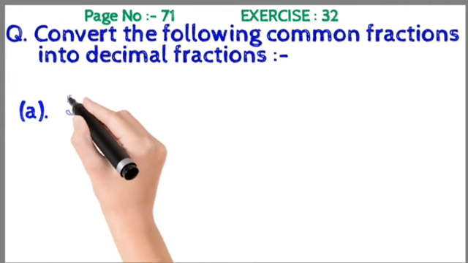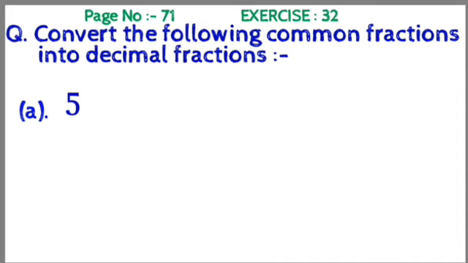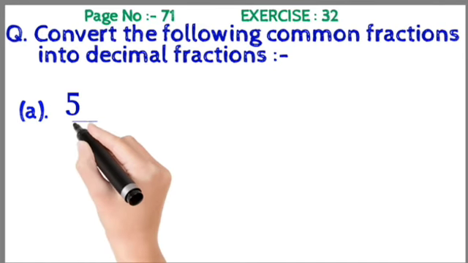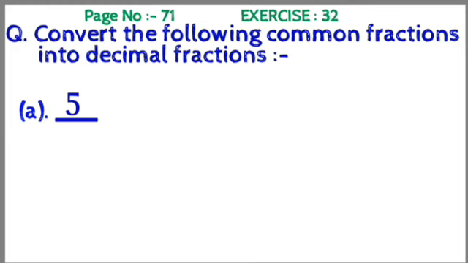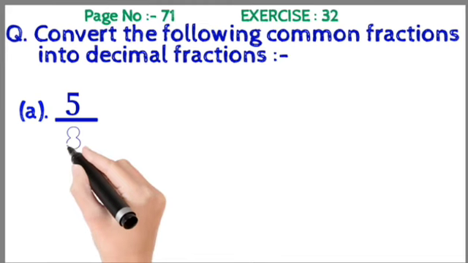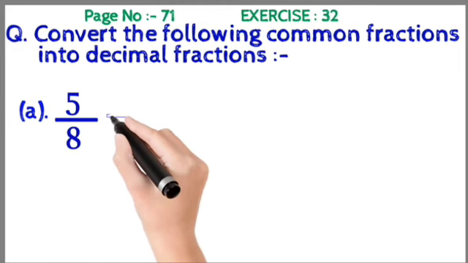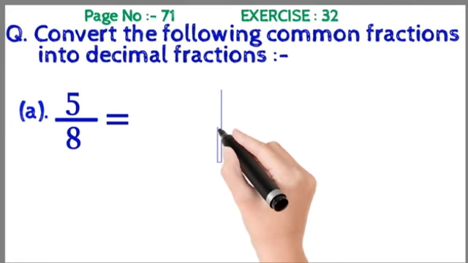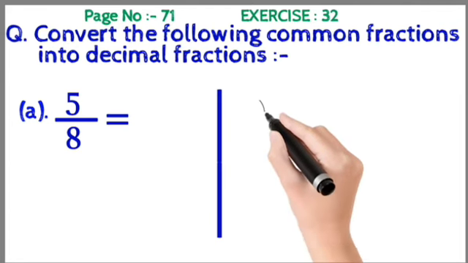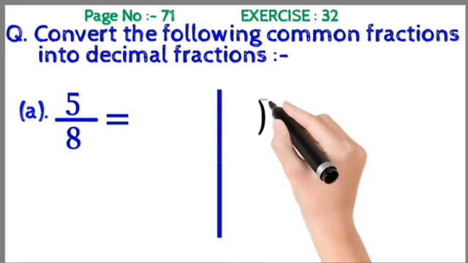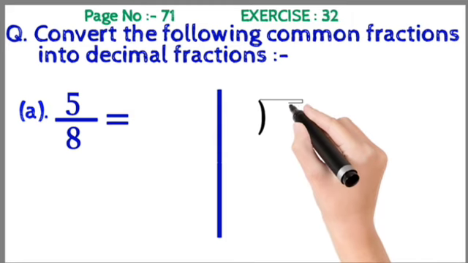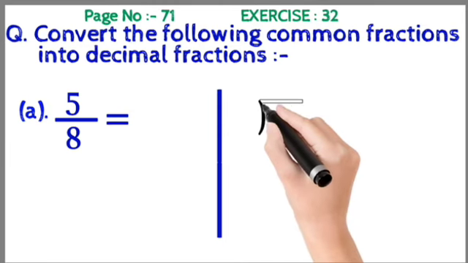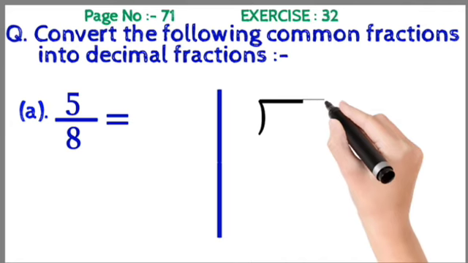A fraction has one numerator and one denominator. So let me write a fraction whose numerator is 5 and denominator is 8. Then this 5 by 8 actually means 5 is divided by 8, so 8 is the divisor and 5 is the dividend. And 5 is smaller than the divisor, that is the denominator.